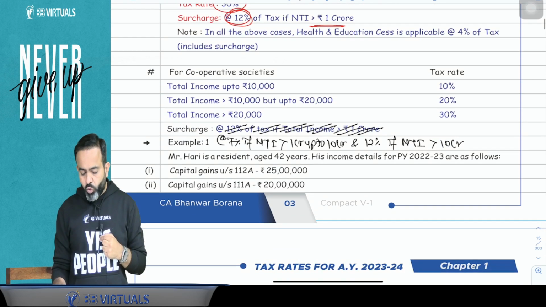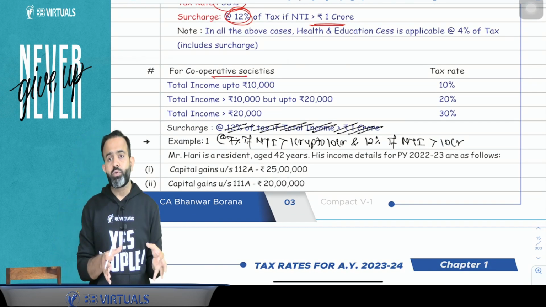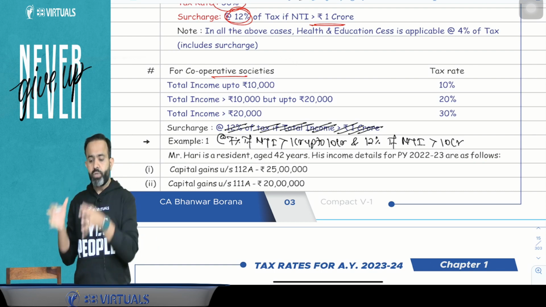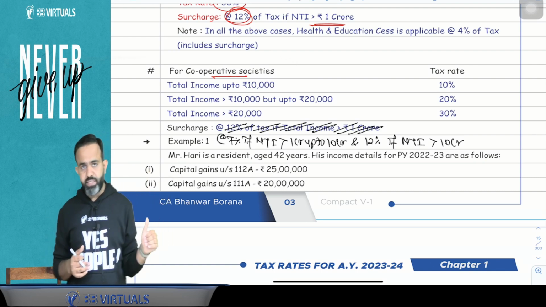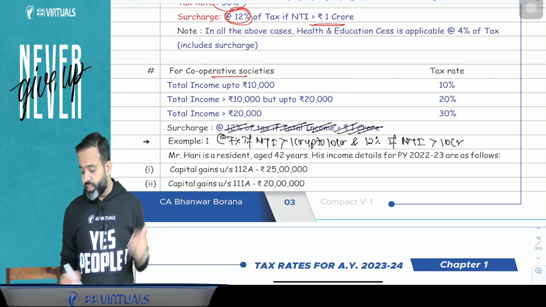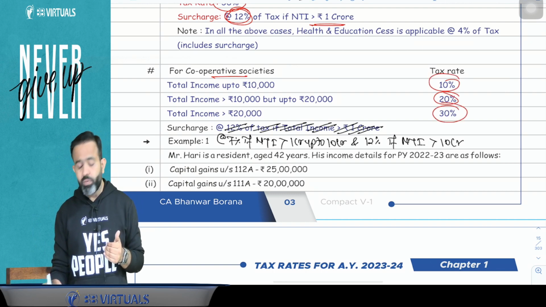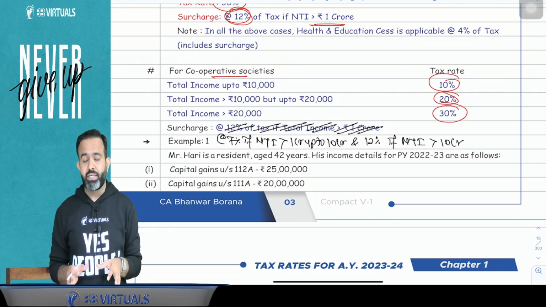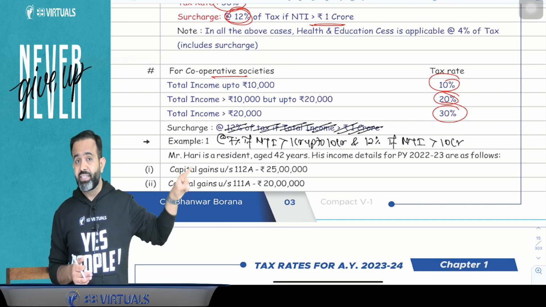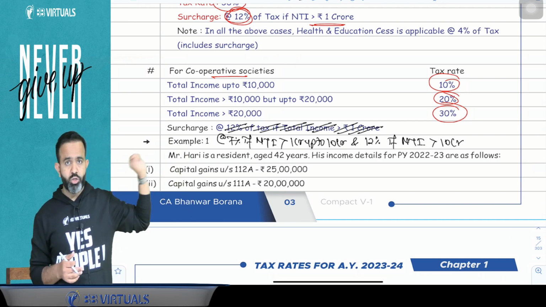Now, in case of the cooperative society, guys, if total income is up to 10,000, then the tax rate is 10%. If more than 10,000 up to 20,000, then the tax rate is 20%. More than 20,000, that tax rate is 30%. Is surcharge applicable? Answer is yes. Here surcharge is applicable, and guys, here there is an amendment. Please change in your book also.